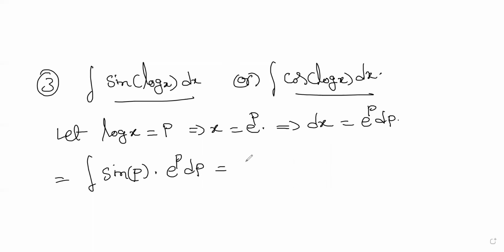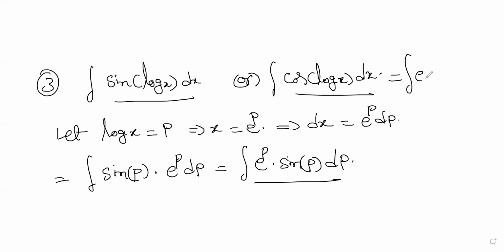Right. So this is nothing but my integral e power p sine p dp, right? So integral e power x into sine x can be asked in this form also. Similarly, cos of log x can be written as integral e power p cos p dp, right? So once you substitute log x as p, you get into this integral. This integral and this integral are all the same kind.